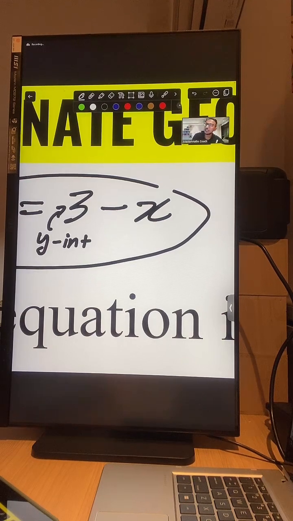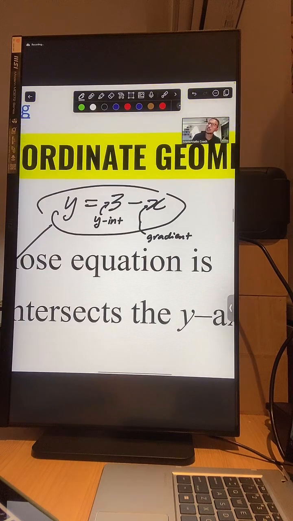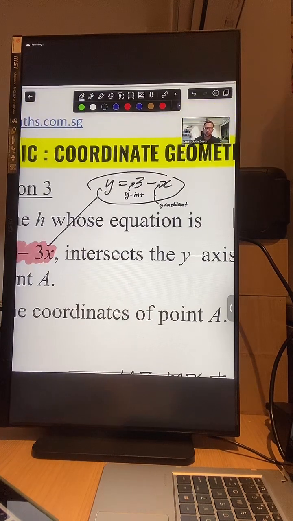Okay, plus 3, and then this thing here is your gradient. Okay? So very important. This is a very important skill to have when you are doing coordinate geometry. When they give you a curve, when they give you a straight line, the equation of a straight line, you must be able to figure out what is the y-intercept and what is the gradient.